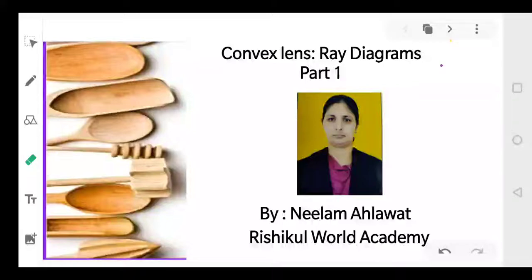Ray diagrams. Yesterday we talked about the rules. We'll be repeating them once again. So before we start, keep your books and notebooks ready, okay? And have your sketch pen also so that you can underline the important points. Let's start with the topic, dear students.